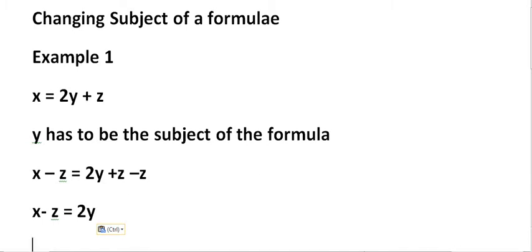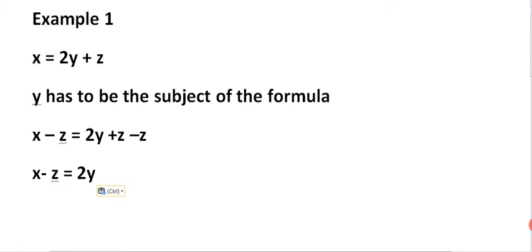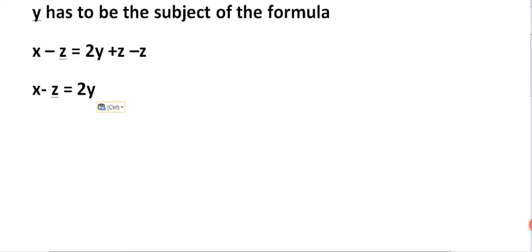Now we want y to be the subject. So the second thing that needs to be removed is the coefficient of y, which is 2, which means it's 2 multiplied by y. If we divide the right hand side by 2 to remove 2, naturally we have to divide the left hand side also by 2. So you will get something like this, because this is 2y divided by 2. 2 divided by 2 is 1.